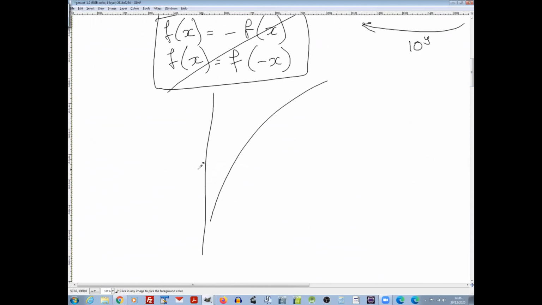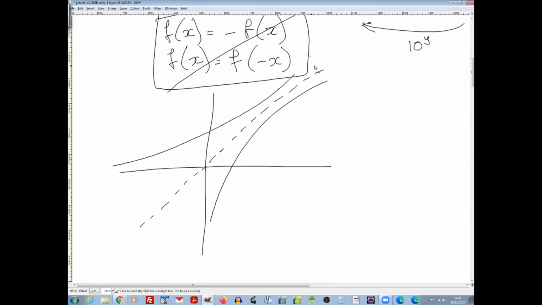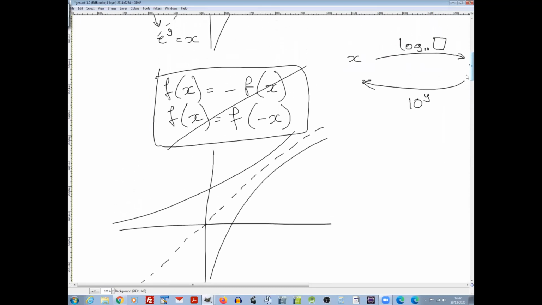When you're inversing a graph, are you always mirroring it in the line y equals x? Yes, exactly. Absolutely. Always. So the inverse of a graph is a reflection in the line y equals x. Yes. Okay.